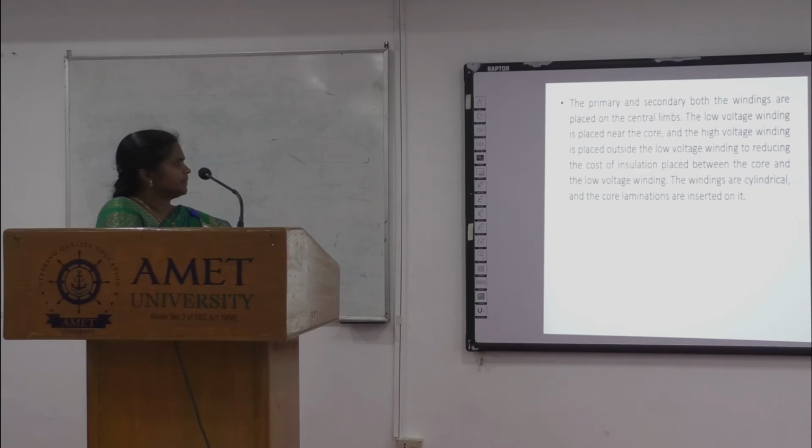The primary and the secondary, both the windings are placed on the central limb in shell-type transformer. The low voltage winding is placed near the core and the high voltage winding is placed outside the low voltage winding to reduce the cost of insulation placed between the core and low voltage winding. If low voltage winding is placed near the core of the transformer, the insulation cost will be reduced when compared to high voltage winding placed near the core of the transformer. The windings are cylindrical and the core laminations are inserted on it.